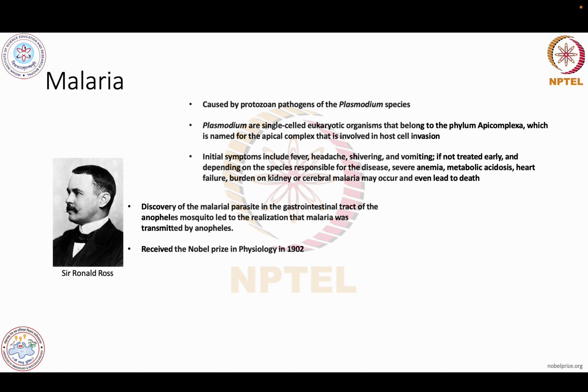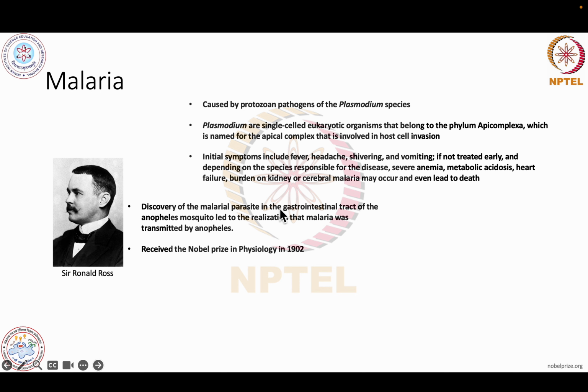Malaria. Malaria is caused by protozoan pathogens of the Plasmodium species. Plasmodium are single-celled eukaryotic organisms that belong to the phylum Apicomplexa, which is named for the apical complex that is involved in host cell invasion. Initial symptoms include fever, headache, shivering, and vomiting. If not treated early, depending on the species responsible for the disease, severe anemia, metabolic acidosis, heart failure, kidney failure, or cerebral malaria may occur and even lead to death.